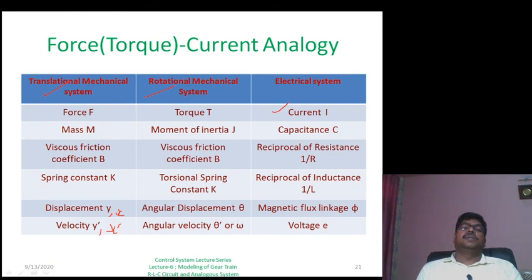So these analogies are very important while designing or analyzing any system, and that may also be a control system. So in the coming lecture, we will see with examples how these are helpful for the analysis of any system.